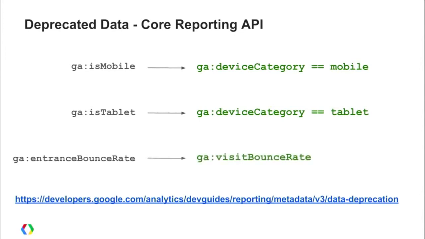But then for the entranceBounceRate, we should be using instead the visitBounceRate, right? So these are equivalent measurements. We're just cleaning things up a little bit, making it more consistent in this particular case.